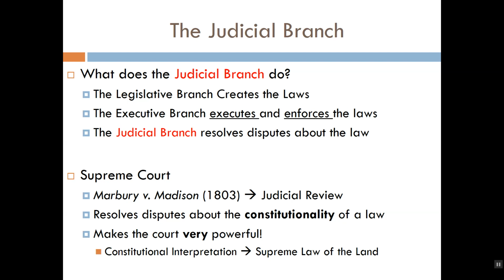Judicial review is the power of the courts to resolve disputes about the constitutionality of a law or other government action. And judicial review is also the most powerful tool at the disposal of the judicial branch. Because what we are going to discover is that judicial review is the main way that the courts, and in particular the Supreme Court, achieve two of their unspoken goals.